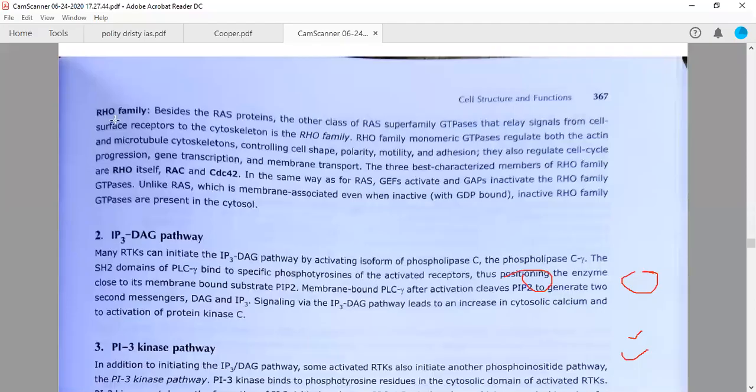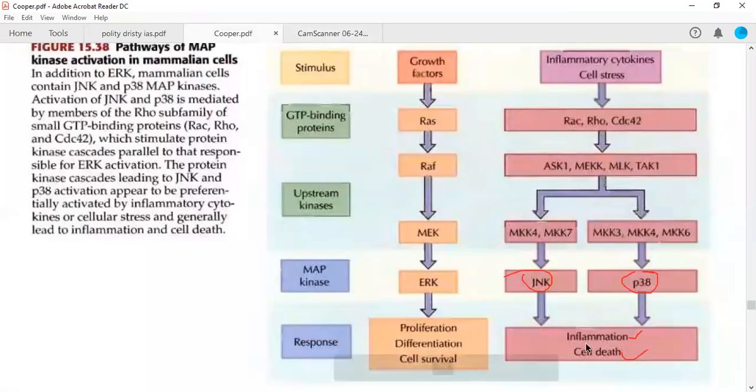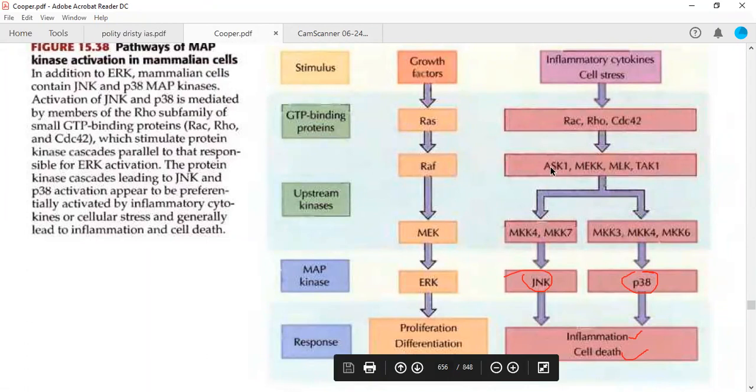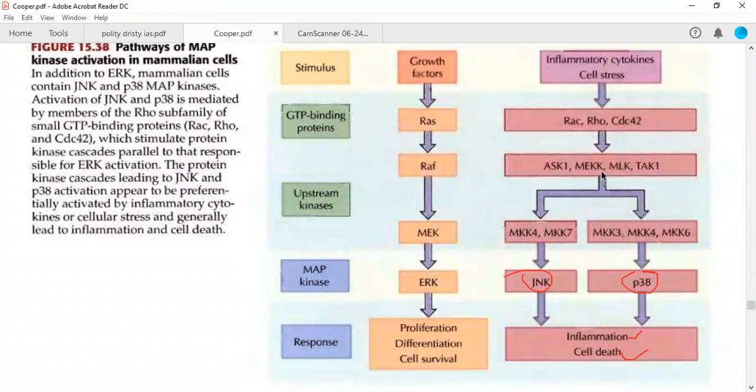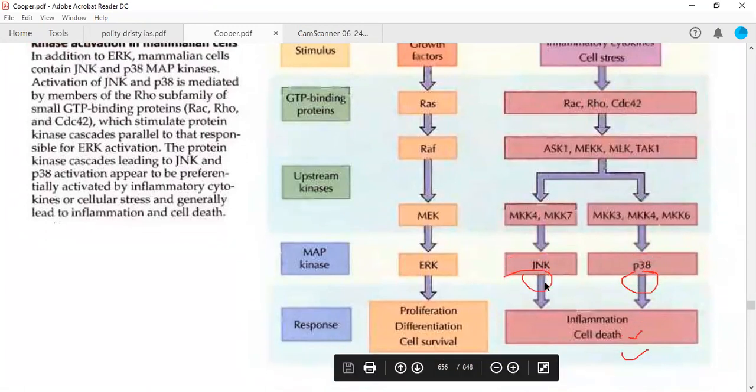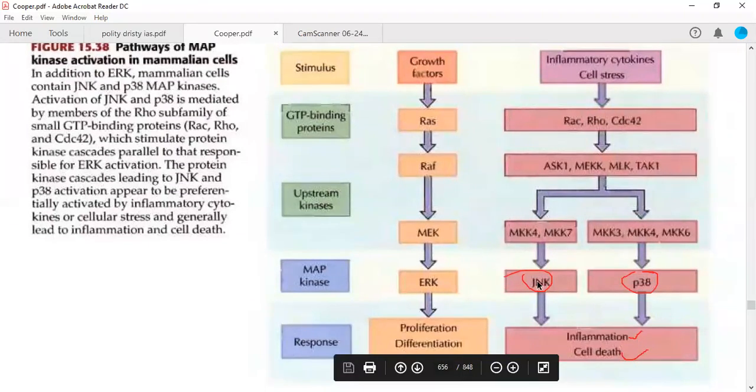So from here, the Rho family has Rho itself, RAC, and CDC42, which is given in Pathfinder, and they have different signaling mechanisms. These RAC, Rho, and CDC42 are able to activate some of the proteins, for example, ASK1, MEKK, MEK kinase, or MLK1. This is also a kinase, or this kinase, TAK1. So different kinases will be activated analogous to RAF, and then they will activate some other kinases. So there is a cascade of events which will finally activate these MAP kinases.